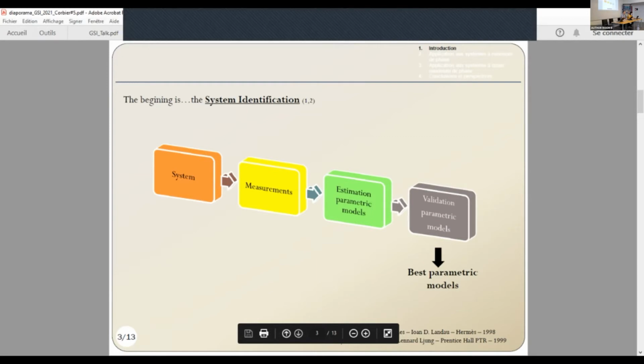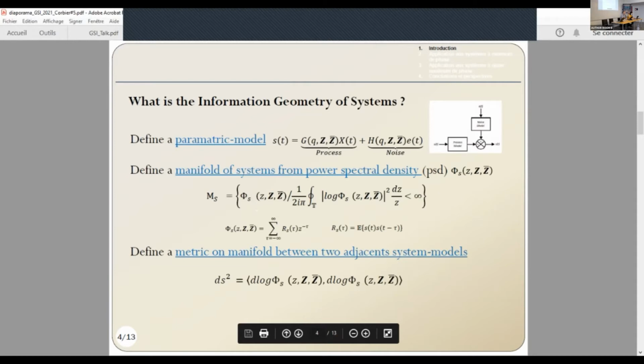Okay, this is the first step. And now we define the information geometry of systems. The first step is to define a parametric model, as you can see. There is a process model G and a noise model H. This is the representation of the classical model. Z and Z bar are zeros and poles of the parametric models of process and noise.